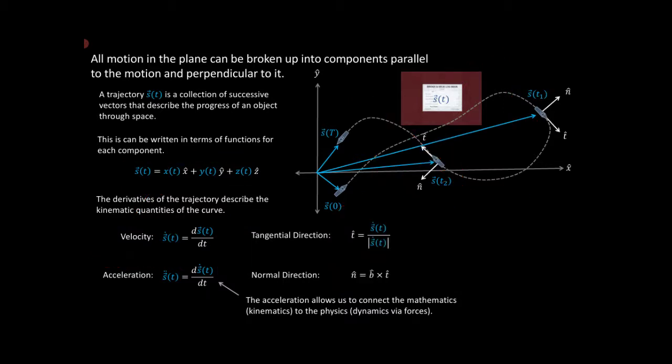So these are the definitions again, just vector divided by magnitude. So t hat is the direction of the velocity vector divided by the magnitude of the velocity, or your speed. B here means binormal.